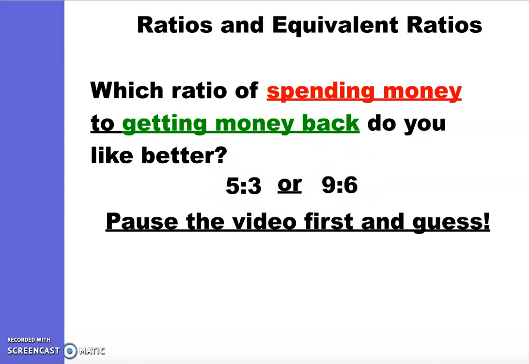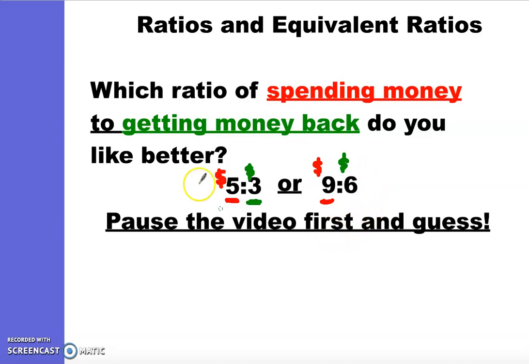And let me make sure we understand how to read ratios. For example, this first number is the red number. This is spending money right here. This is $5. And since it says spending money to getting money back, this second number is our green number. So this ratio says if you spend $5, you get $3 back. And this ratio says if you spend $9, you get $6 back.